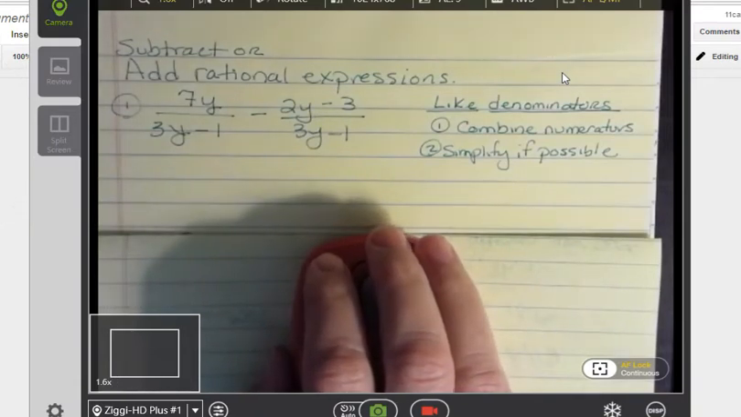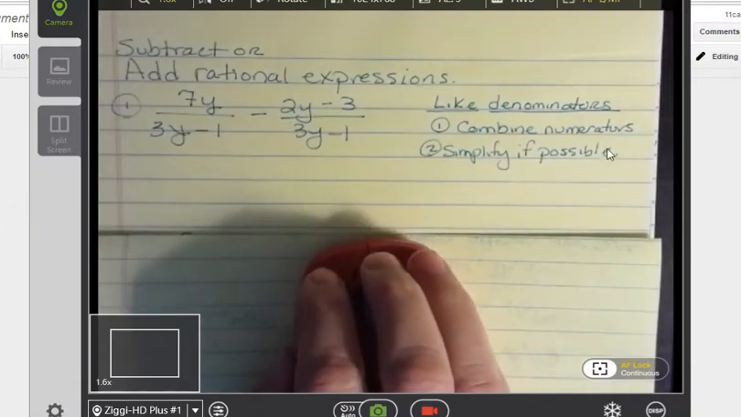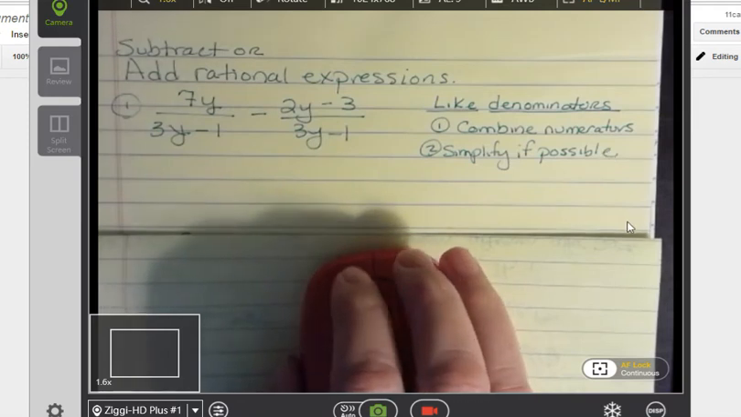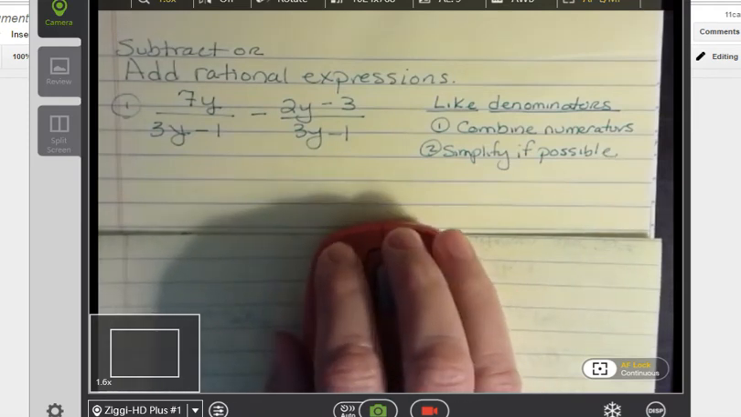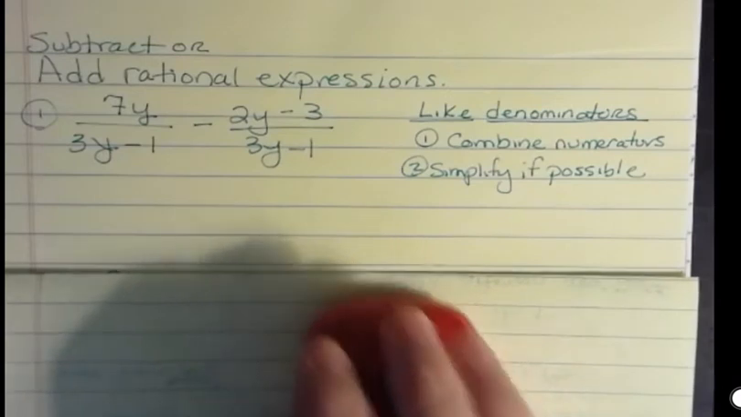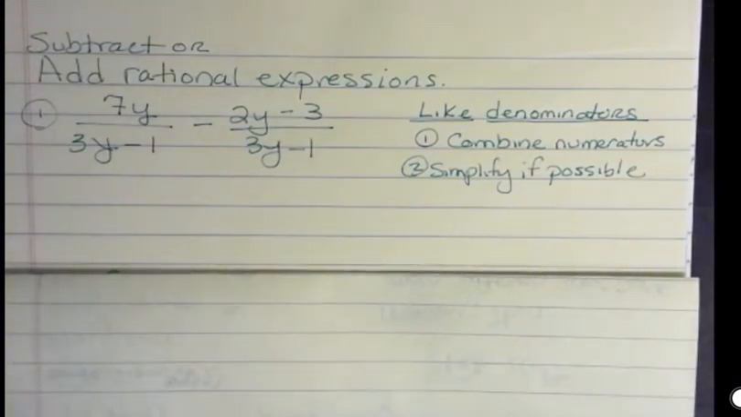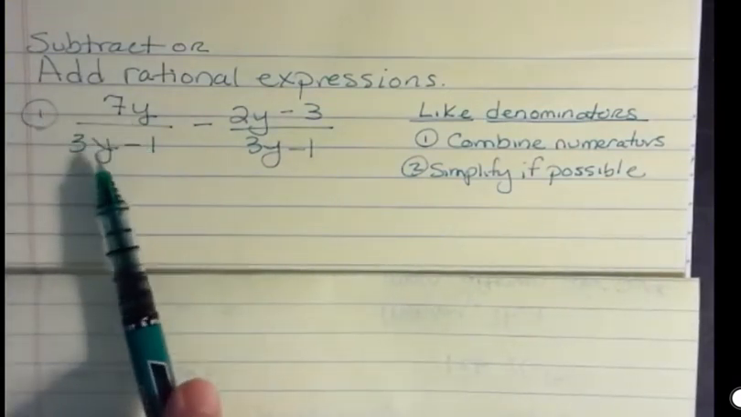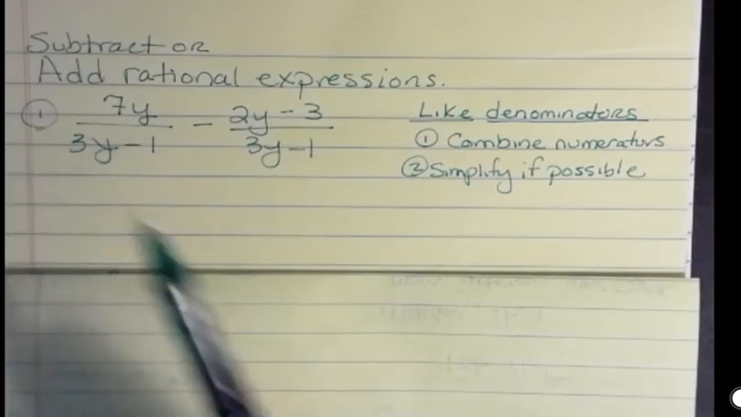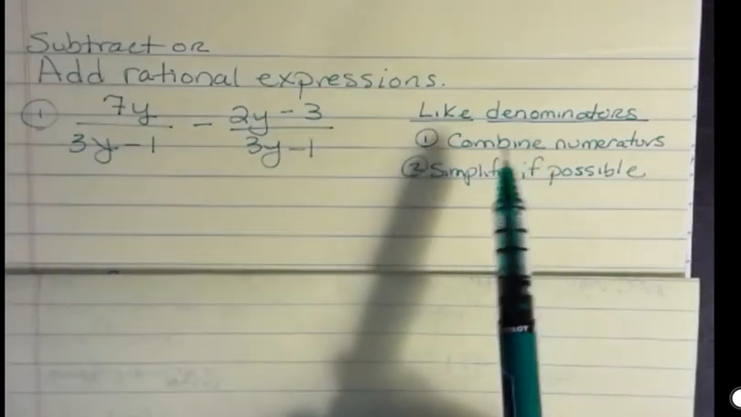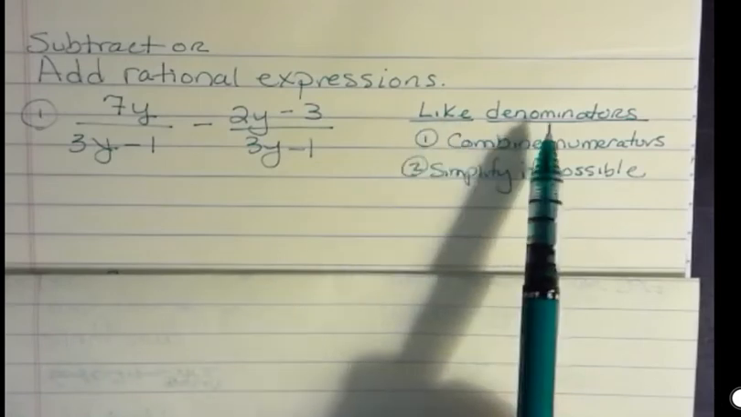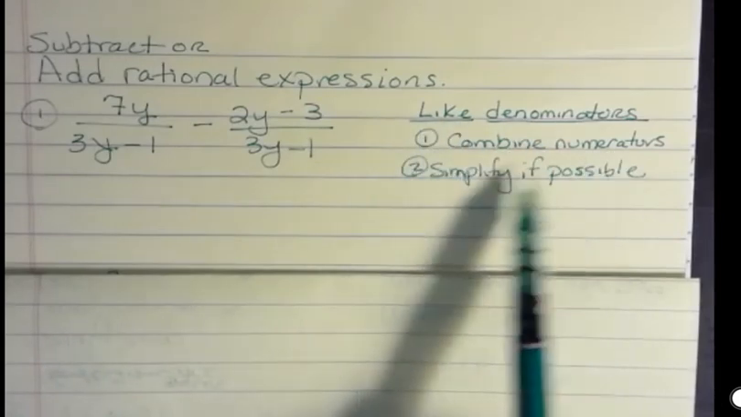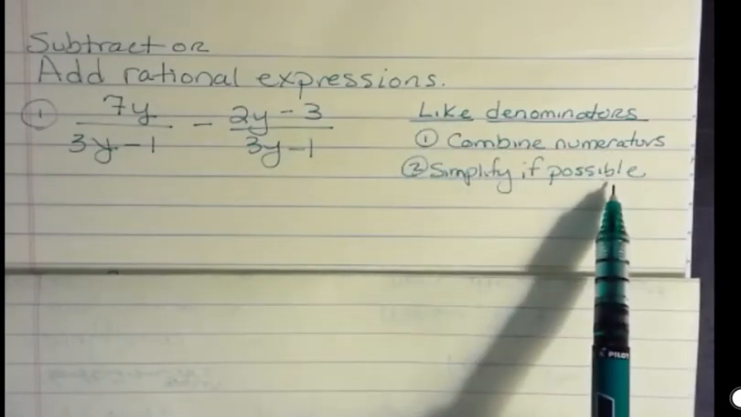Rational expressions, adding and subtracting. Actually, I'm just going to look at subtraction. Addition obviously is very similar. So in the first one we have here, we have a rational expression. A rational expression is just a fraction that's got variables in the denominators. And when we have like denominators, we just combine the numerators and then we simplify if possible.